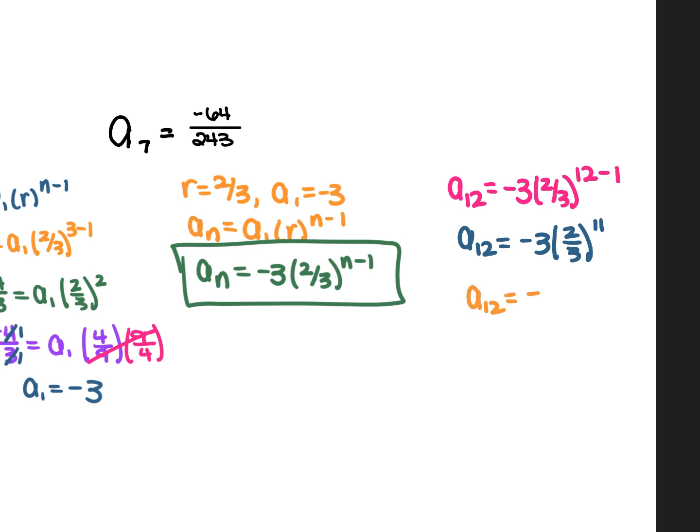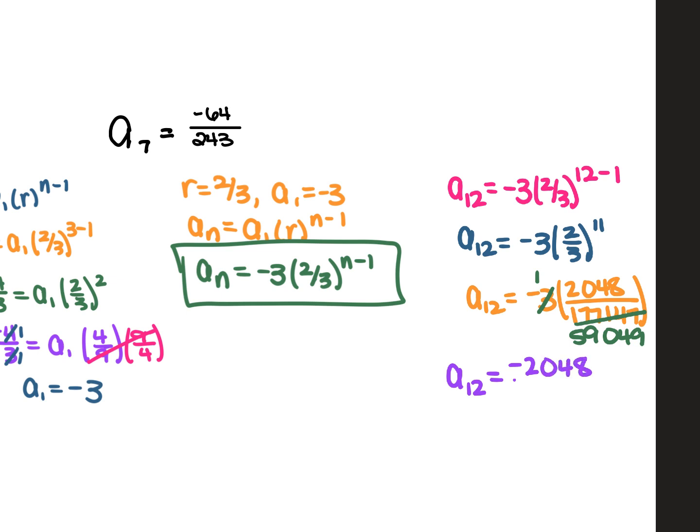If we simplify that, 2 to the power of 11 gives us 2,048. 3 to the power of 11 gives us 177,147. If we simplify these, that 3 is going to become a 1. The denominator of that fraction becomes 59,049. So we multiply straight across, and we get that a sub 12 is equal to negative 2,048 over 59,049.